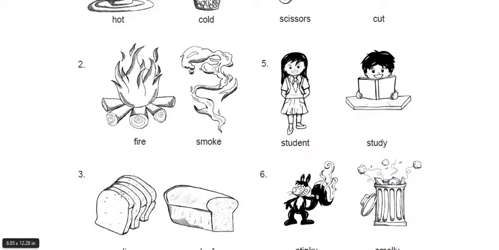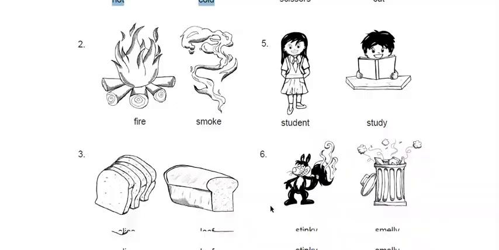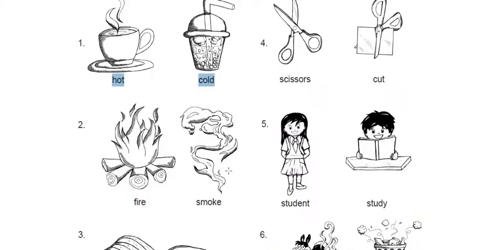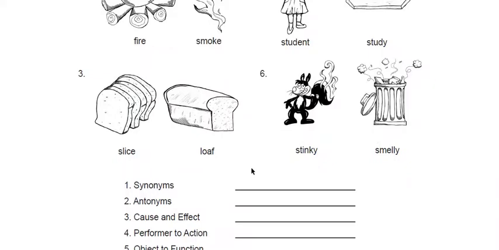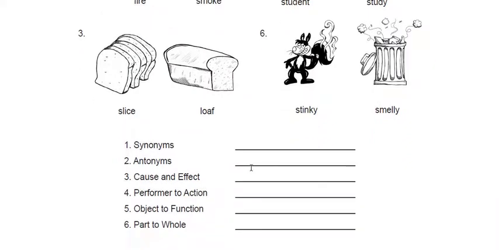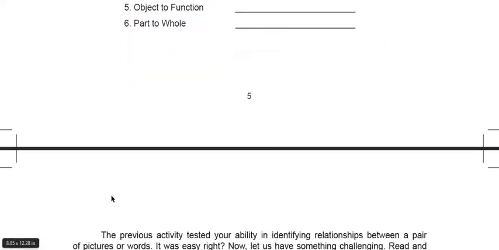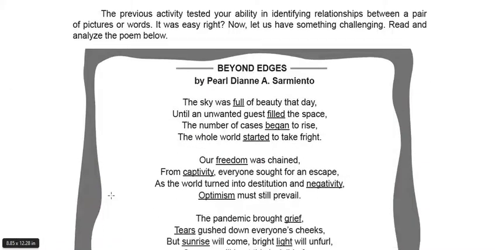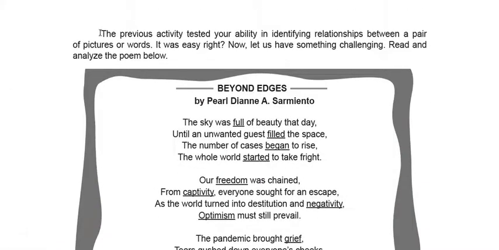So all you need to do is to write this in the proper type. Is hot and cold synonyms, antonyms, cause and effect, performer to action, object to function, or part to whole? The next activity is this one.